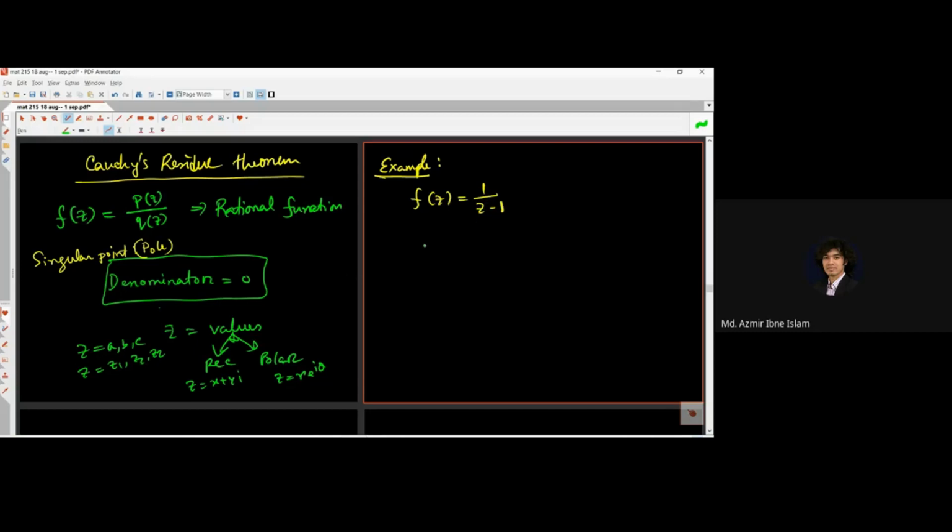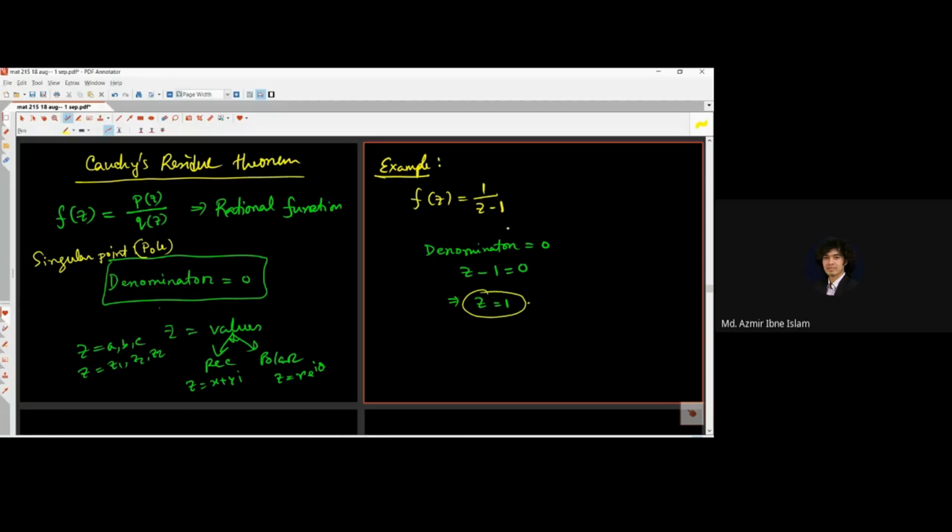z equal to 1. If we solve for denominator equal to 0, in denominator we can see we have z negative 1. So z negative 1 equal to 0. So z equal to 1. So now try to understand whatever I have discussed here. That is the same thing for this example.